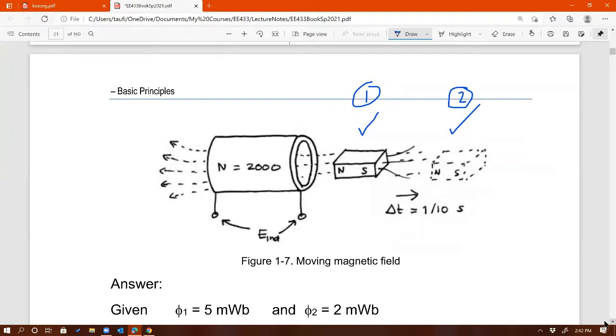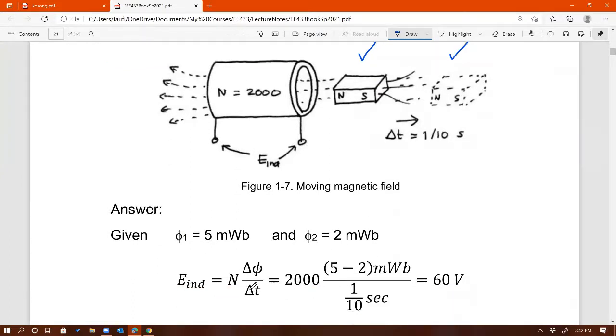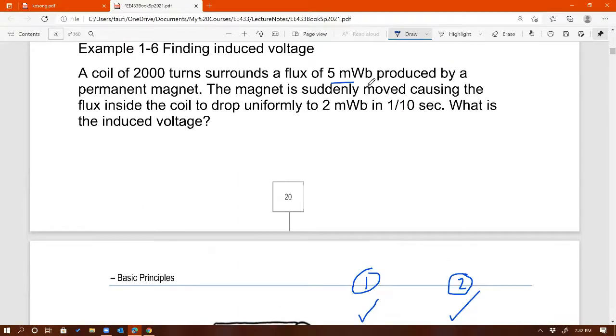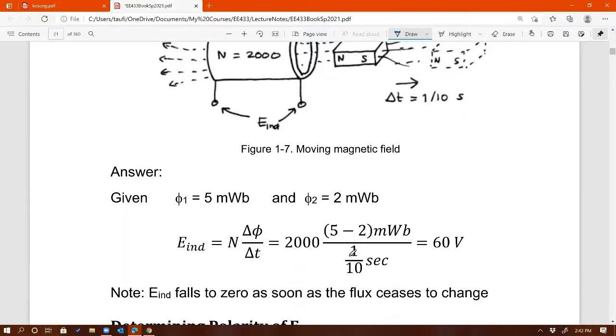So what is the voltage across that terminal right here? You have 2,000 turns of coil, and that's the open terminal. The induced voltage will be N times delta flux over delta T. N is 2,000, and delta flux is 5 to 2, because it drops from 5 to 2. I'm just double checking that I don't have any typo there. So 5 minus 2, and then delta T is 1/10. Then you get an induced voltage of as much as 60 volts across that terminal, just for that brief moment. And that's the max induced voltage you get.